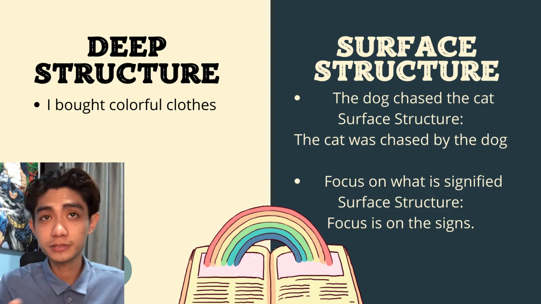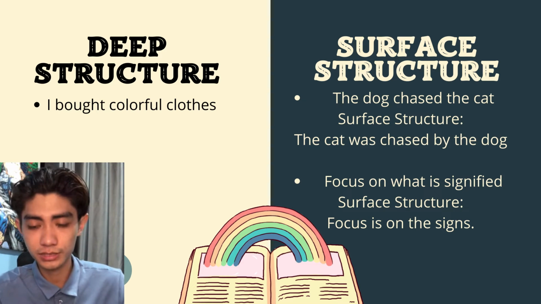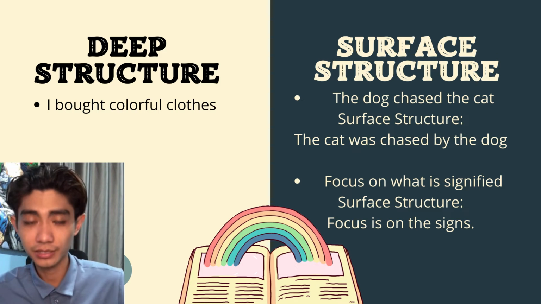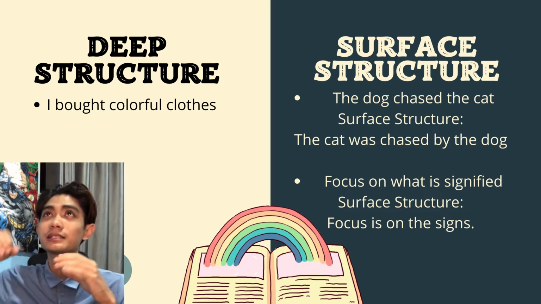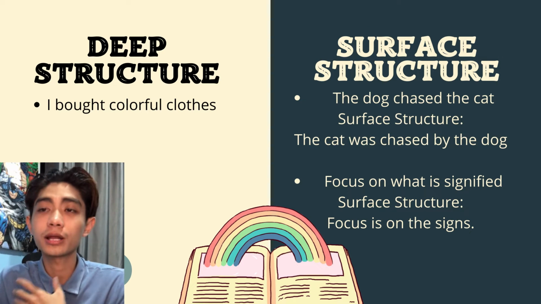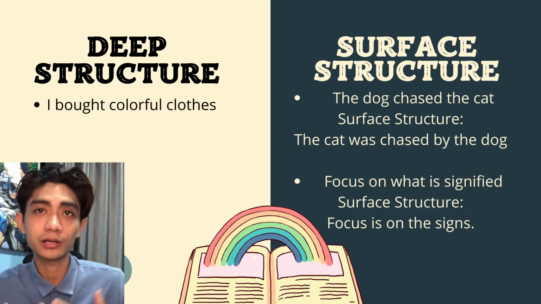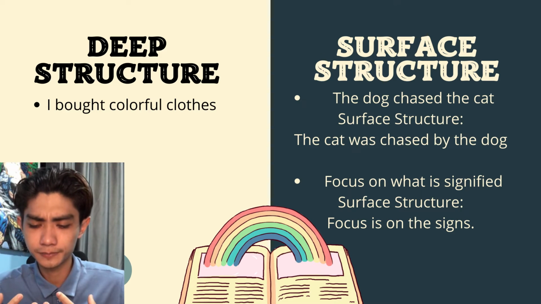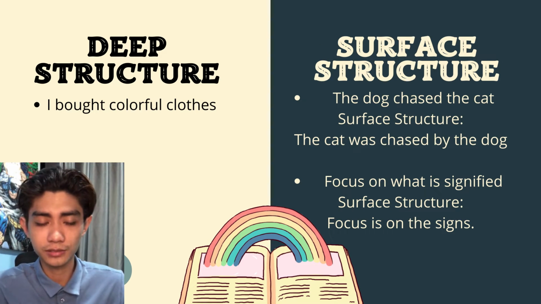Okay, so the example of deep structure is, for example, this one: I bought colorful clothes. As for the deep structure, when I said that I bought colorful clothes, they are not actually categories. They are more about what I'm trying to convey, because when I said that I bought colorful clothes, it will split into many kinds of questions from the deep structure.